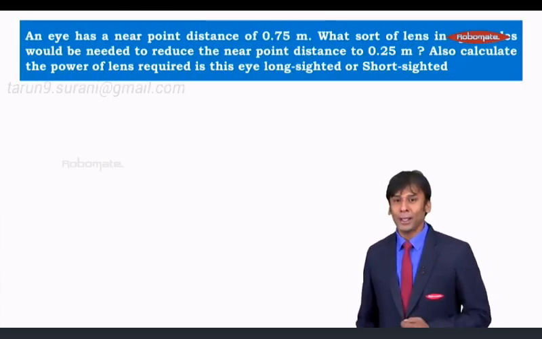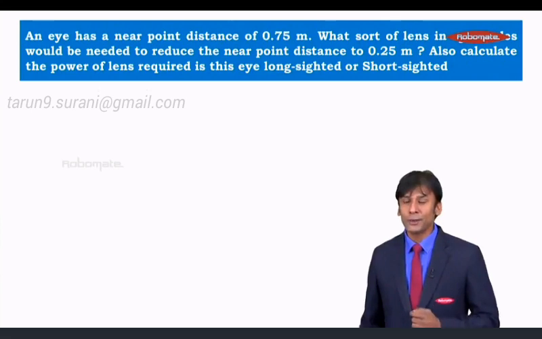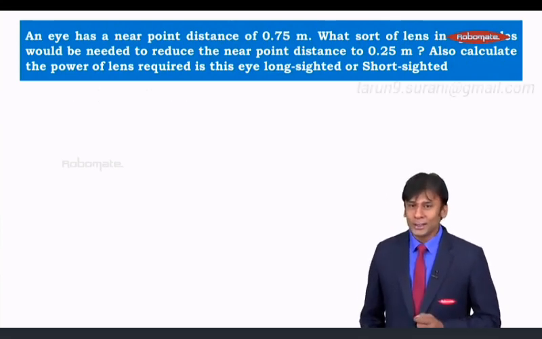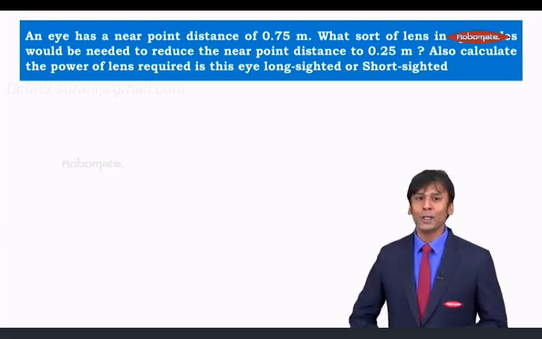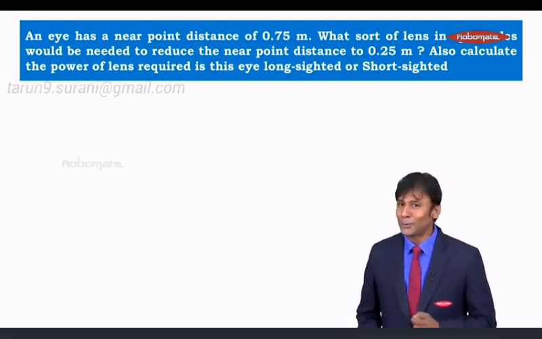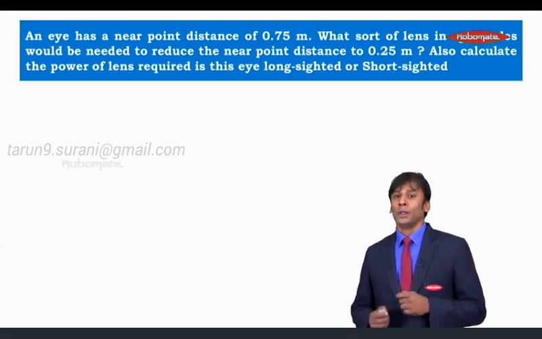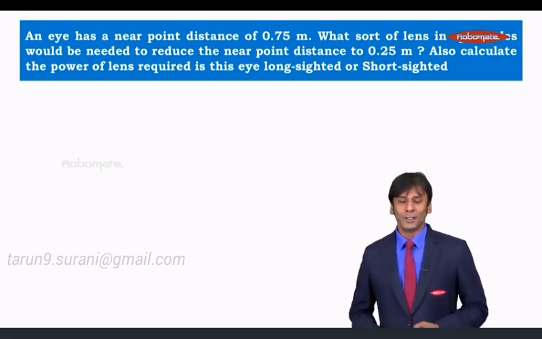The question says an eye has a near point distance of 0.75 meter. What sort of lens would be needed to reduce the near point distance to 0.25 meter? Also calculate the power of the lens required in this eye. Is it long-sighted or is it short-sighted?